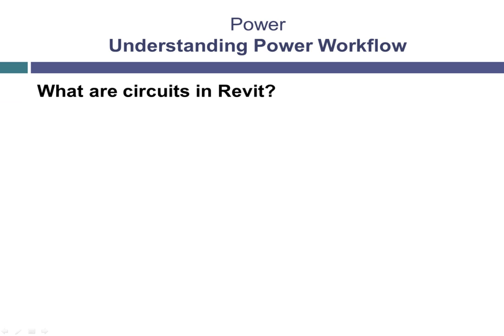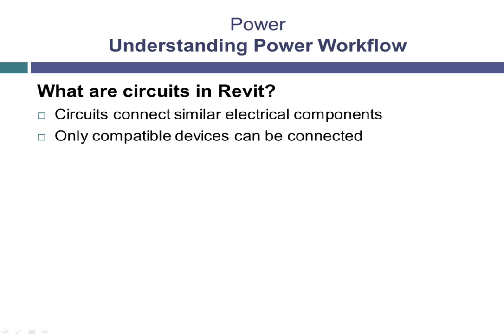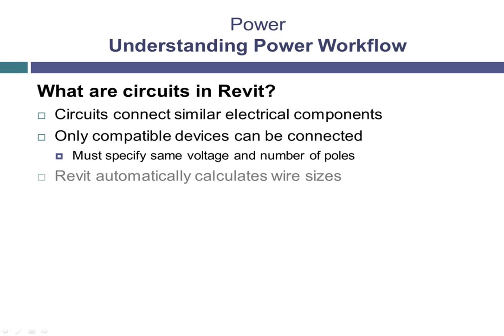You may be wondering why we should create circuits in Revit. Why not just wire the devices together? Circuits connect similar electrical components to form an electrical system. When circuits are created for a power system, only compatible devices can be connected. All devices in a circuit must specify the same distribution system. In other words, they must have the same voltage and number of poles. Then Revit will automatically calculate wire sizes for power circuits.